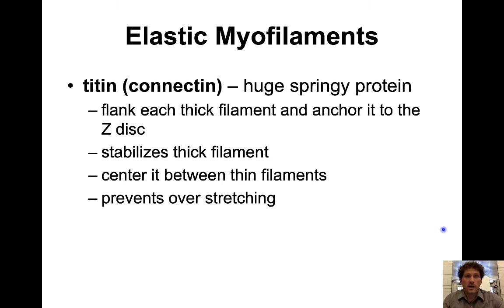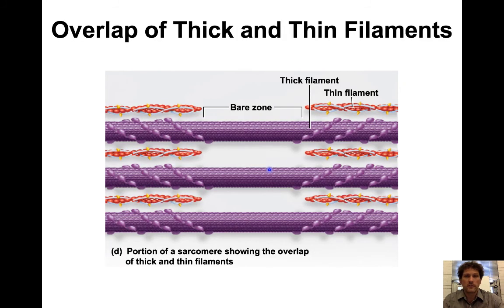Now, I mentioned titin, which is sort of our elastic myofilament. It's very springy. It's on each side of the thick filament, and helps anchor it to the Z-discs. It's stabilizing that thick filament and preventing overstretching. So titin's pretty important in this whole involvement here. But that's about as much as we're going to be going into it.